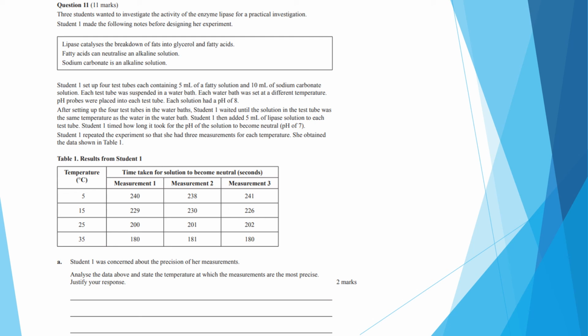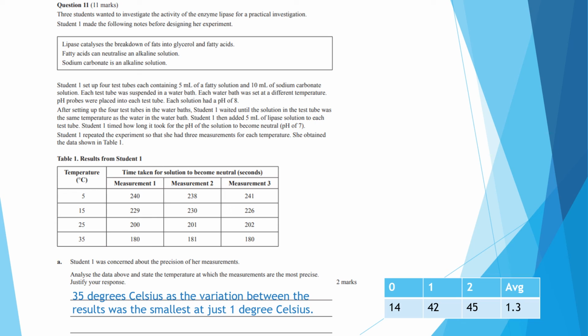Okay, Part A asks you to analyze the table and state at which temperature the measurements were the most precise. And the answer here is 35 degrees Celsius, as the variation between the results was the smallest at just 1 second.